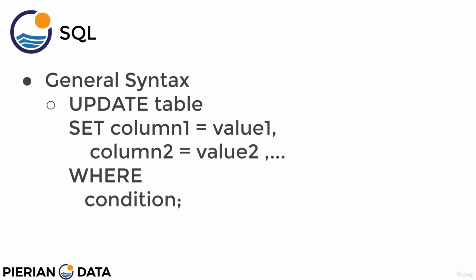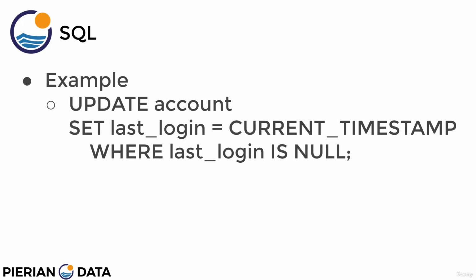So let's show you an example. We can use that account table we created earlier to say something like update the account table and then set last login column equal to the current timestamp where the last login is null, which basically says if there is a null value in the last login, go ahead and update all those values to be the current timestamp.